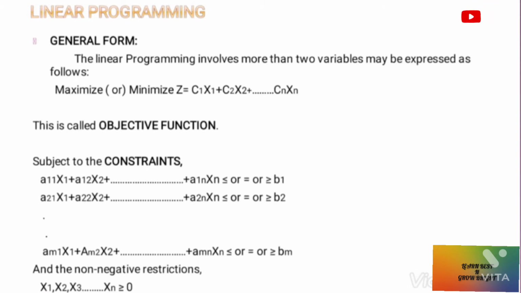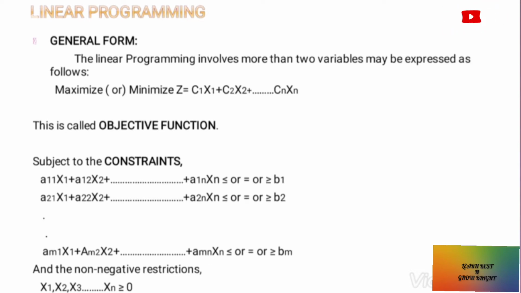Let us see the general form of a linear programming problem. The linear programming problem involving n variables may be expressed as follows. Maximize or minimize z = c1 x1 + c2 x2 + ... + cn xn. This is called the objective function.